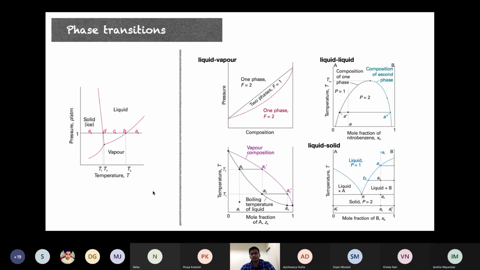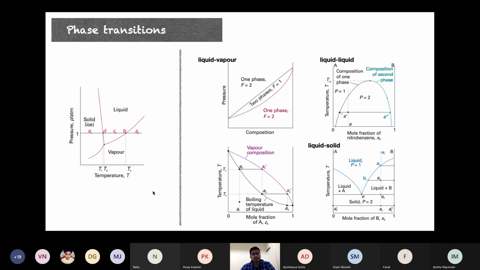Do you know any other system where you can have a similar tendency, like a negative slope for the solid-liquid coexistence line? Sir, gallium and bismuth. Yes, gallium and bismuth, they show a similar tendency. There also the volume expands when you go from the liquid to the solid.